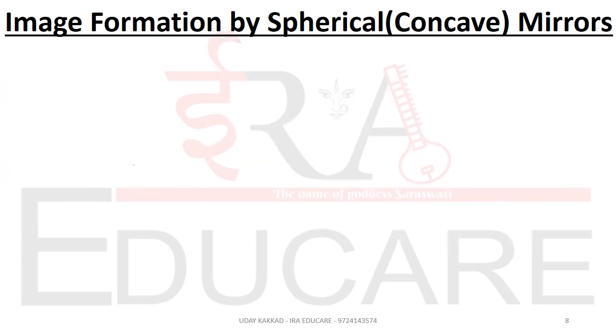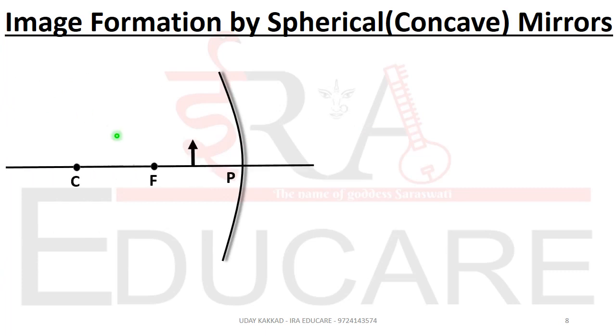Now next, the object is between F and P, right? This object is between F and P. Let's take a parallel ray passing through the F, okay, and a ray passing through the center. Now you can see that these reflected rays are away from each other, right? They are never going to meet.